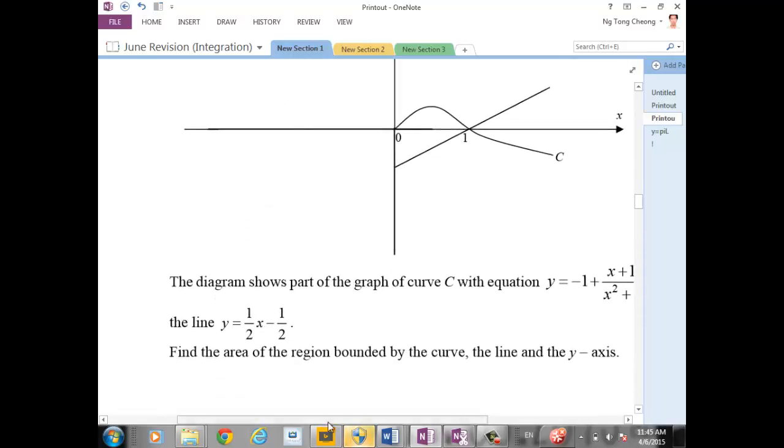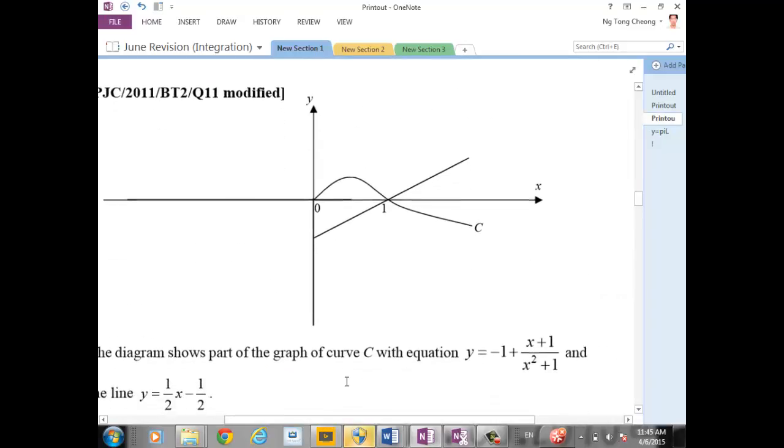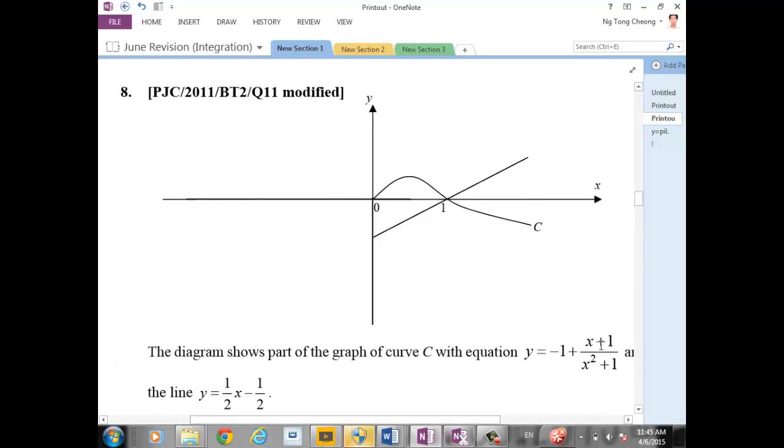Okay, so now let's move on to question 8, which is also on area. This one is slightly different. So now you have a curve where you have an area that is above your x-axis and one that is below your x-axis.